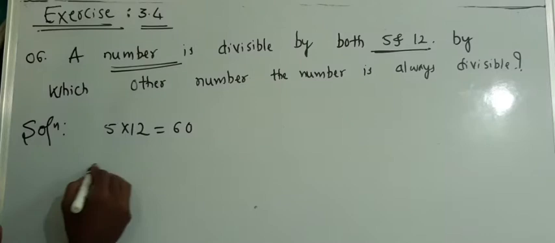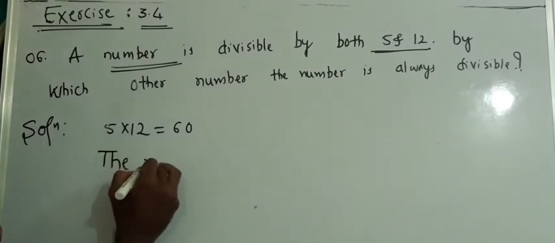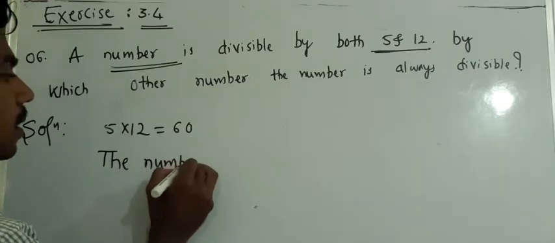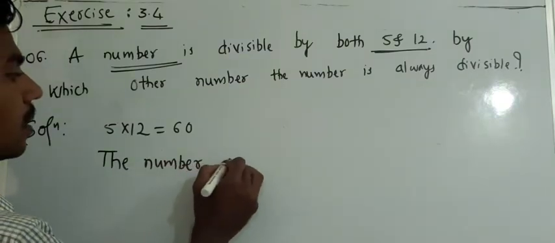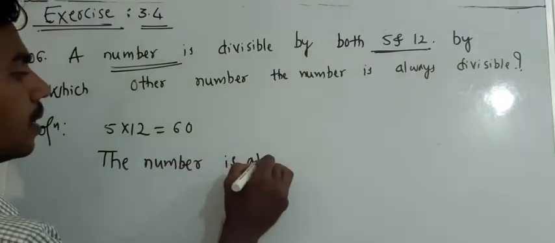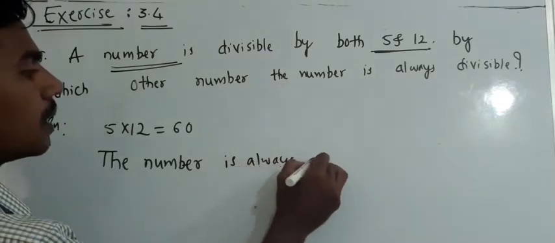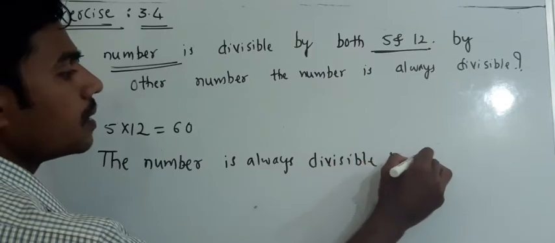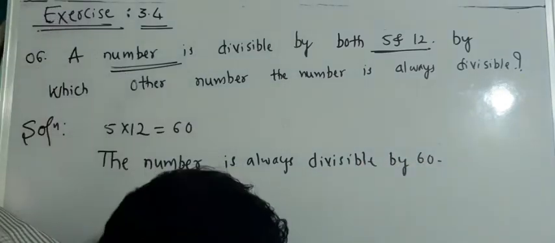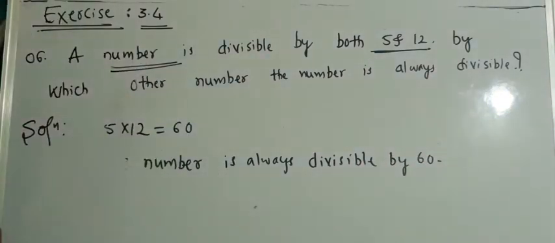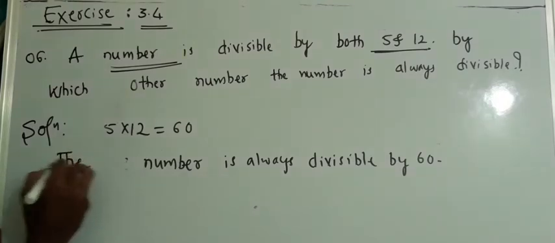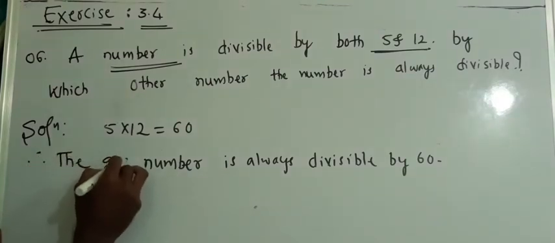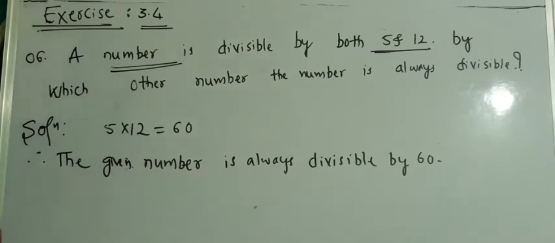So, the number is always divisible by 60. Sorry, the given number. Therefore, the given number is always divisible by 60.